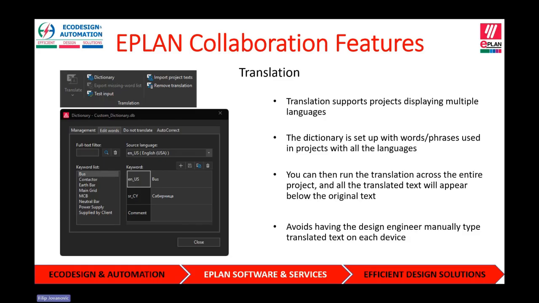And then once you've set up your dictionary, you can then run the translate function across the entire project. And wherever EPLAN sees the keywords or the sentences as defined in your dictionary, it will automatically populate the translation on the page. So it's super good, makes it super fast. It avoids having a design engineer manually typing in the translation on each device on each page. Just gives you a way to save some time.